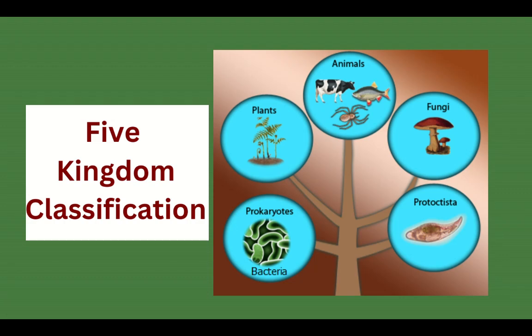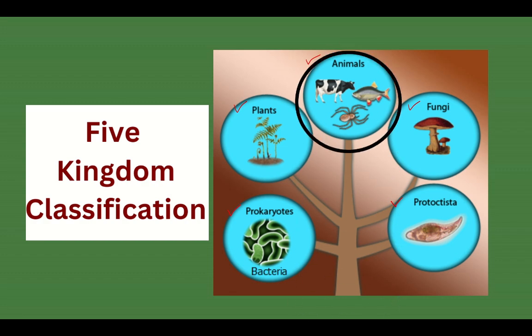Today we are going to talk about five kingdom classification. There are five major kingdoms which we are going to discuss today. Number one is Kingdom Animalia, which is the largest kingdom. Second is Kingdom Plant, Kingdom Prokaryotes on the third place, which includes mostly bacteria. Then fourth we have Kingdom Fungus, and the last one is Kingdom Protoctist.